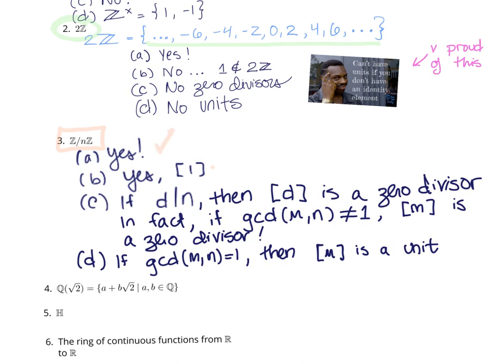Because of this modular arithmetic, we have zero divisors in Z mod nZ. In particular, any integer that shares a common factor with n in Z mod nZ, its equivalence class is a zero divisor. That element is a zero divisor in Z mod nZ. On the flip side, if you look at an integer that is relatively prime to n, then you have yourself a unit. Any integer relatively prime to n, its equivalence class functions as a unit in the ring Z mod nZ. So let's see if we can prove these last two statements.